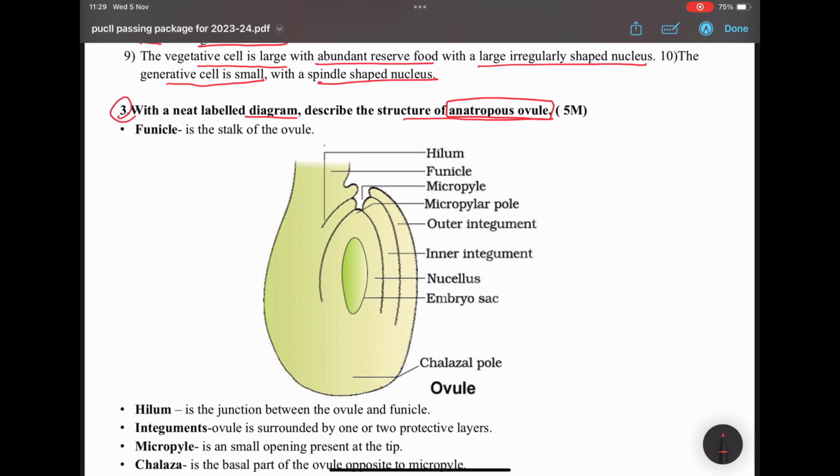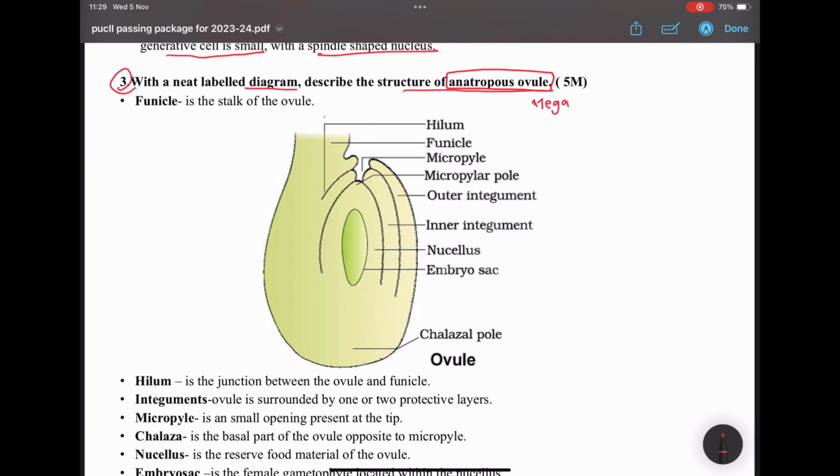Third one: write a neat labeled diagram. Describe the structure of an anatropous ovule. They may ask, draw a neat labeled diagram of a megasporangium. You have to draw the same diagram.